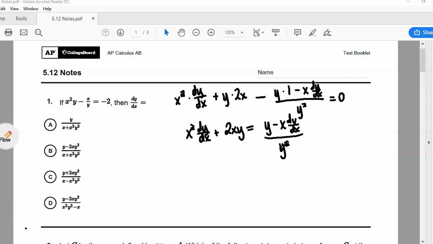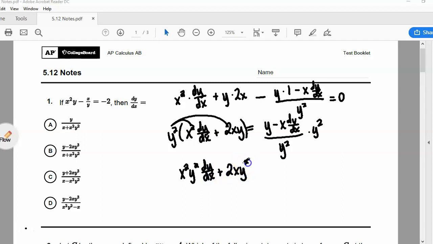And we cannot do anything with that y squared in the bottom because you can't solve for anything when you still have that fraction. So I would multiply both sides by y squared. And when you do that, make sure you got parentheses around this. You got to distribute here. So you get x squared y squared dy dx plus 2xy to the third will equal y minus x dy over dx.